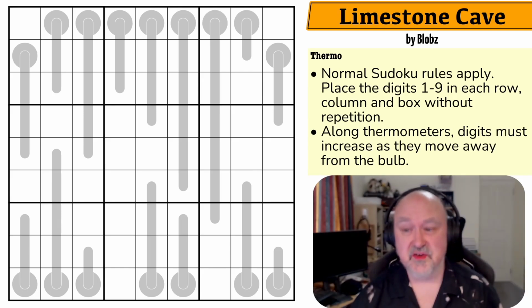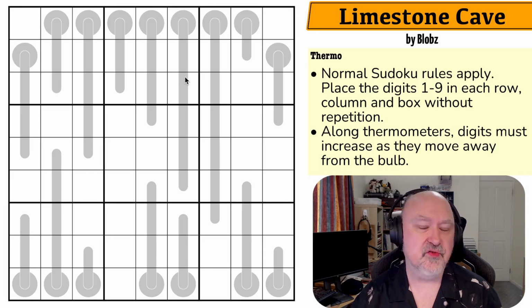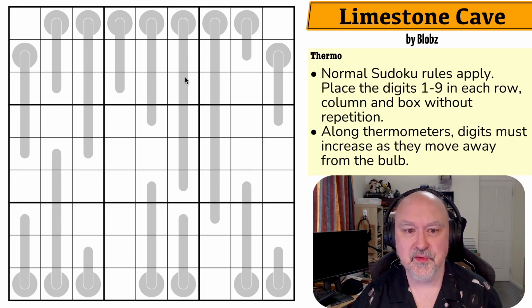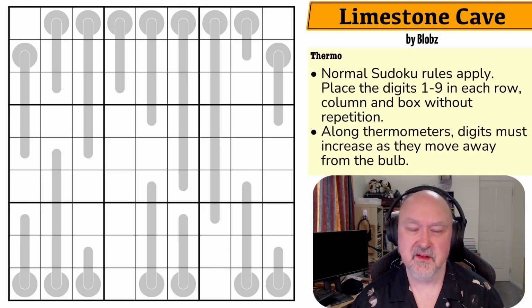Today, I'll be showing you the Thermo constraint using a puzzle called Limestone Cave by Blobz. So the Thermo constraint is one of the more common constraints in variant Sudoku, and I have been told that this is a good introductory puzzle to the Thermo constraint, as well as being a lot of fun for people who are a bit more experienced who want to set themselves a challenge. I'll get to how the Thermo constraint works in a minute.